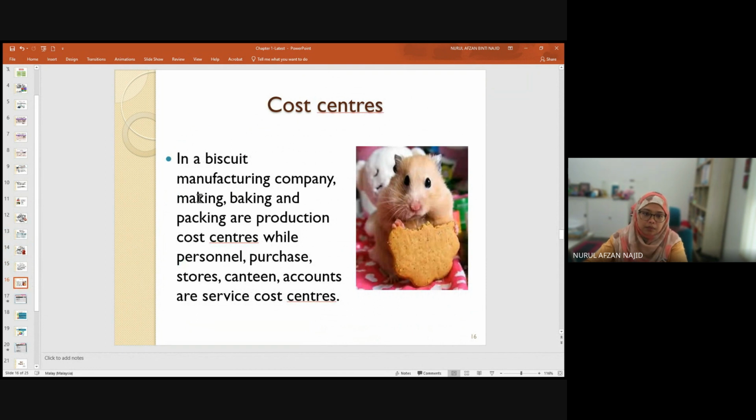Yang ni madam try to explain tadi. Dalam industri biskut, making, baking, packing are production center. While personnel, purchase, stores, canteen, account are service center. Kenapa madam kata yang ni adalah service center? Anyone? Anyone yang boleh explain? Anyone?